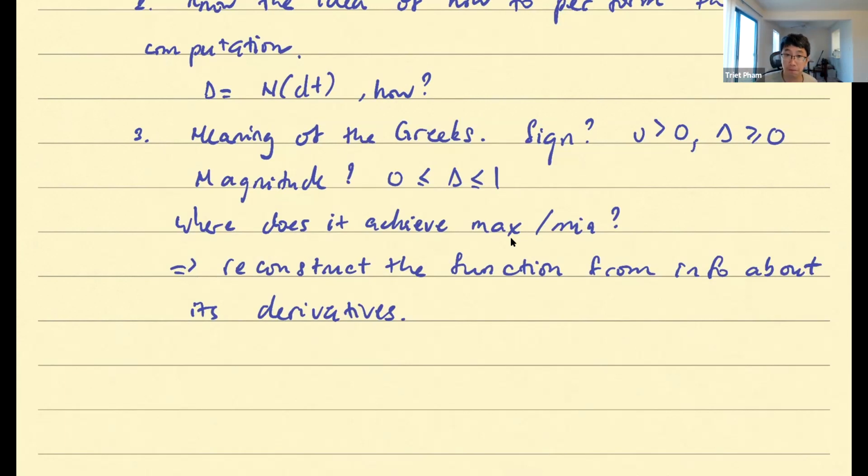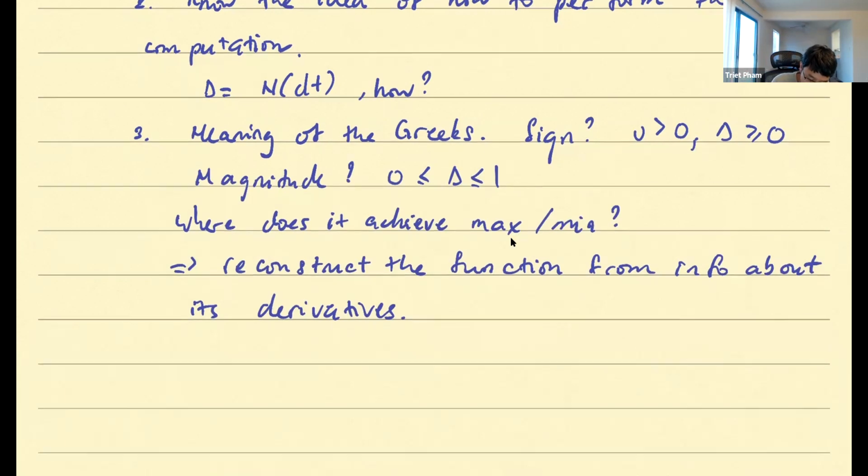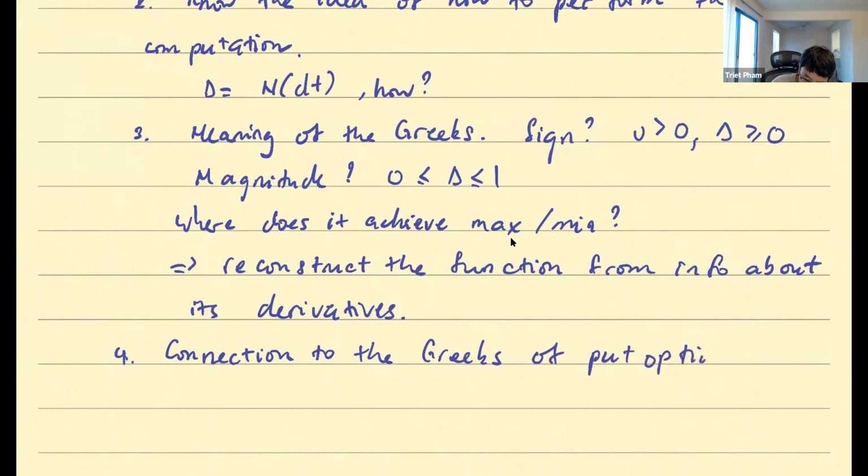Any question? All right. So here, maybe I would say 4-2, connection to the Greeks of the put option and all the spreads. Like butterfly, bull, bear, iron condor, whatever. But this is just an easy extension that doesn't take much time.